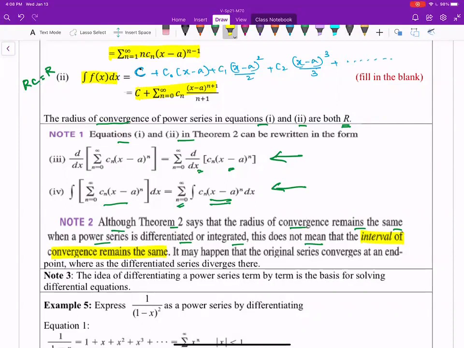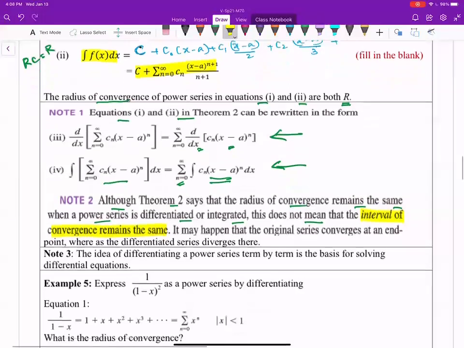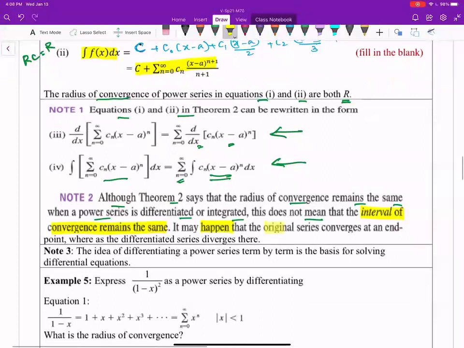So you have to actually plug in the endpoints of the interval of convergence to see whether the given series converges or not. It may happen that the original series converges at the endpoint, whereas the differentiated series diverges there. The idea of differentiating a power series term by term is the basis for solving differential equations.